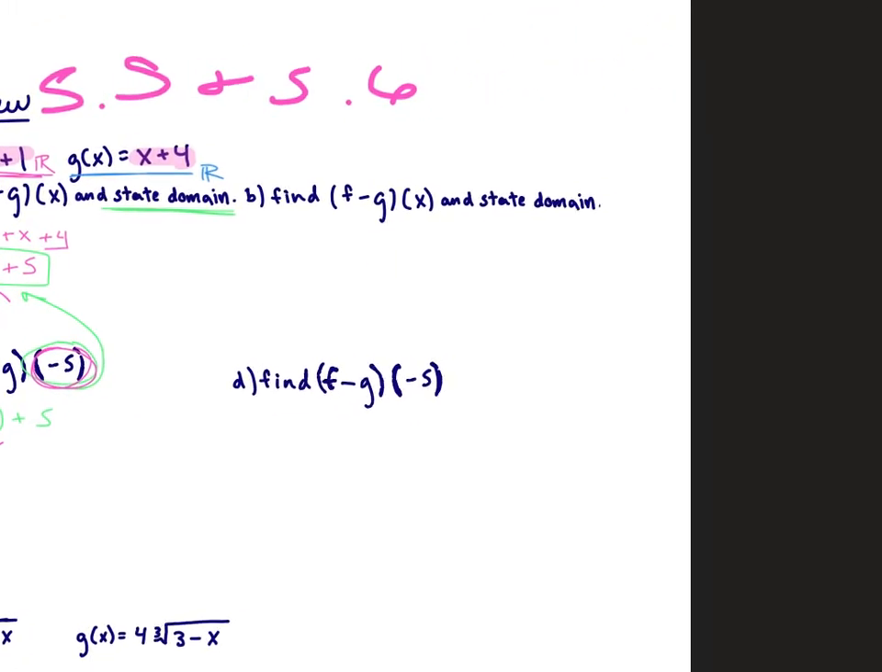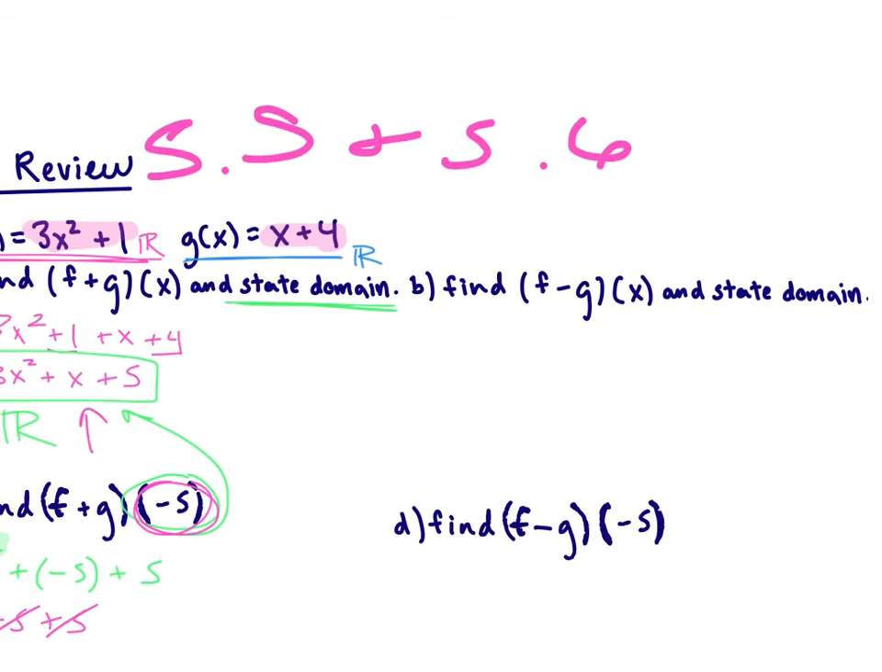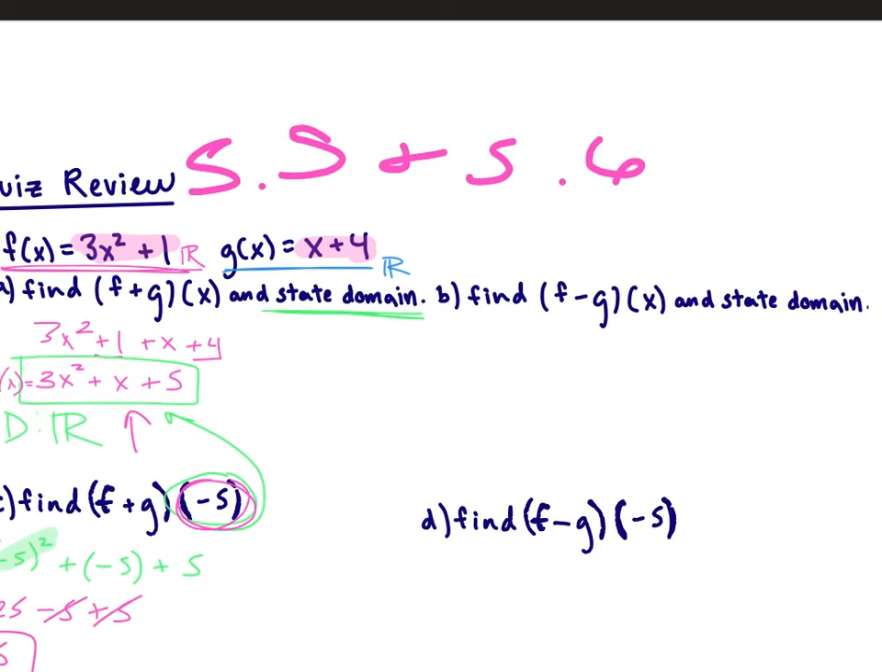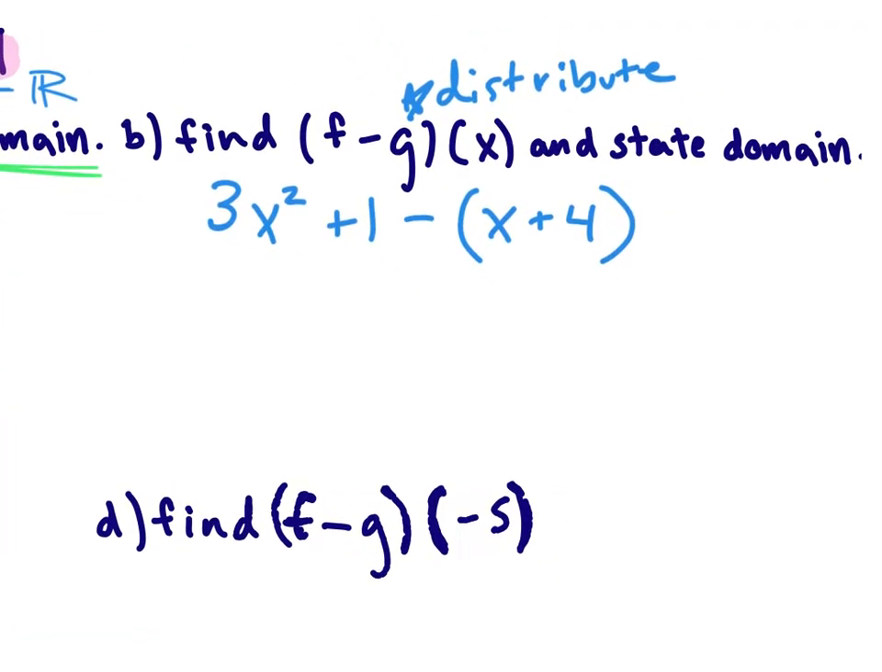All right, so let's do B now. So we have f minus g of x. So we take our f of x, which is 3x squared plus 1 minus our whole g of x, which is x plus 4. So with subtraction, we have to make sure we distribute. We have to distribute that negative sign, that subtraction. So we distribute it to the x and we distribute it to the 4. So this is 3x squared plus 1 minus x minus 4.